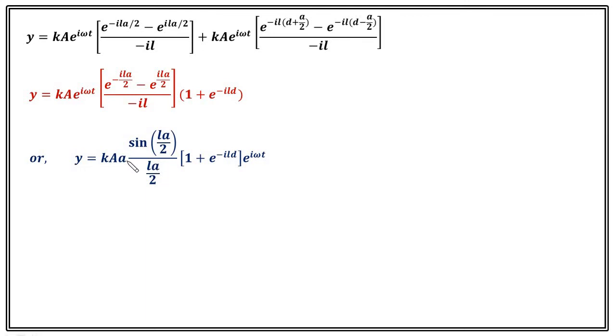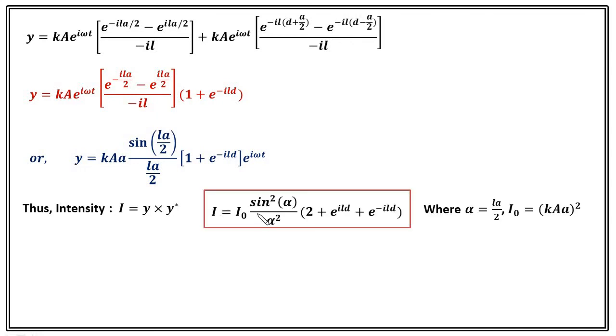To do that, we have multiplied small a here because we want to see this kind of relation. And this extra 2 came because if you represent this numerator in the sine function, you will get 2 sine. So that 2 is here, and this term is as it is. This is the disturbance. To calculate the intensity, we need to multiply the disturbance by its complex conjugate because this is a complex number. Just multiply y with y star. This will give you the intensity. You will get this expression where alpha equals la upon 2, and I naught is Ka small a whole square. Now look, this expression is getting nicer and nicer.